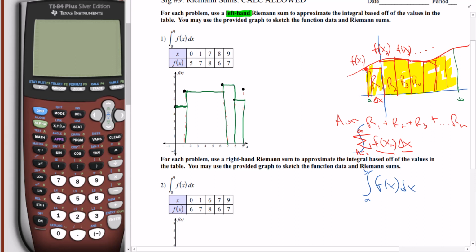And then we notice how we don't end up using this. You don't need to write this, but we don't end up using this because we started at the left hand, and we're not going to end up using the right endpoint. So basically we have 4 rectangles here. All we need to do is find the area of those rectangles and add them together.